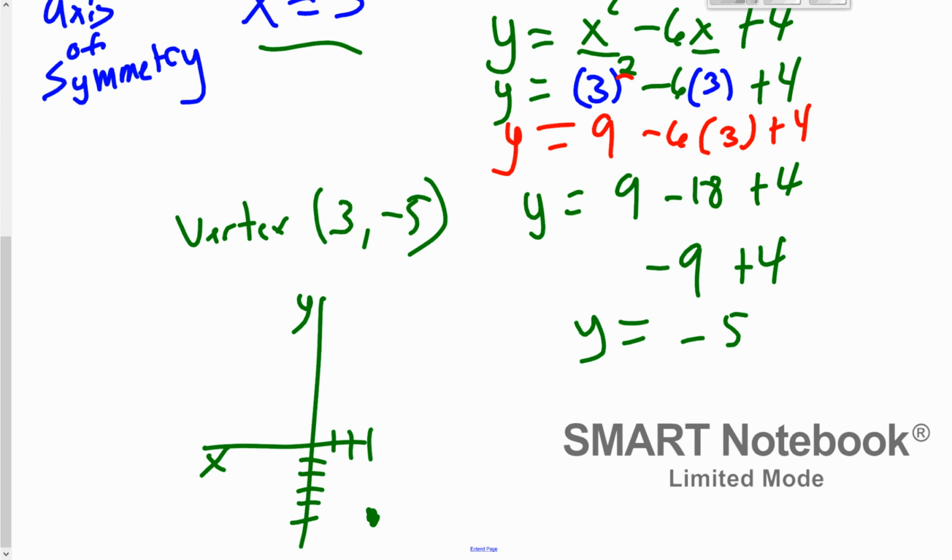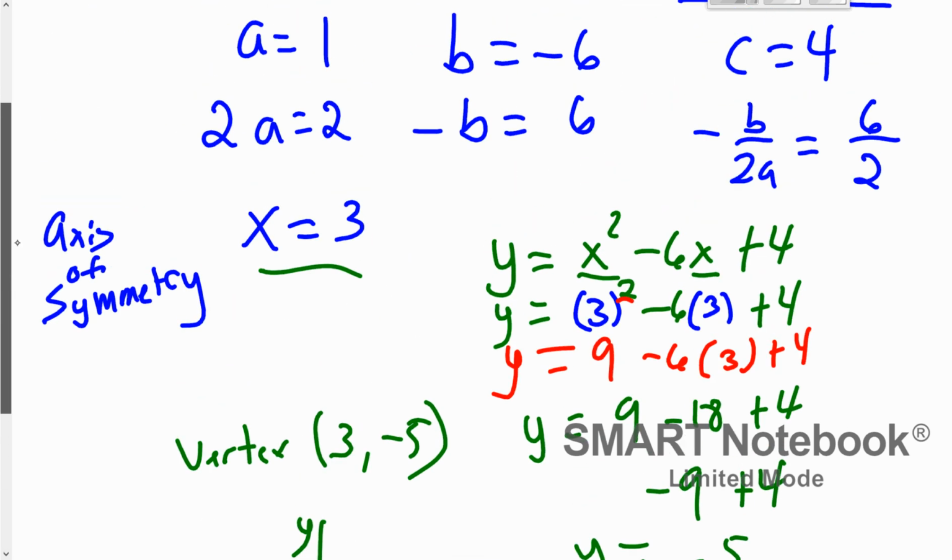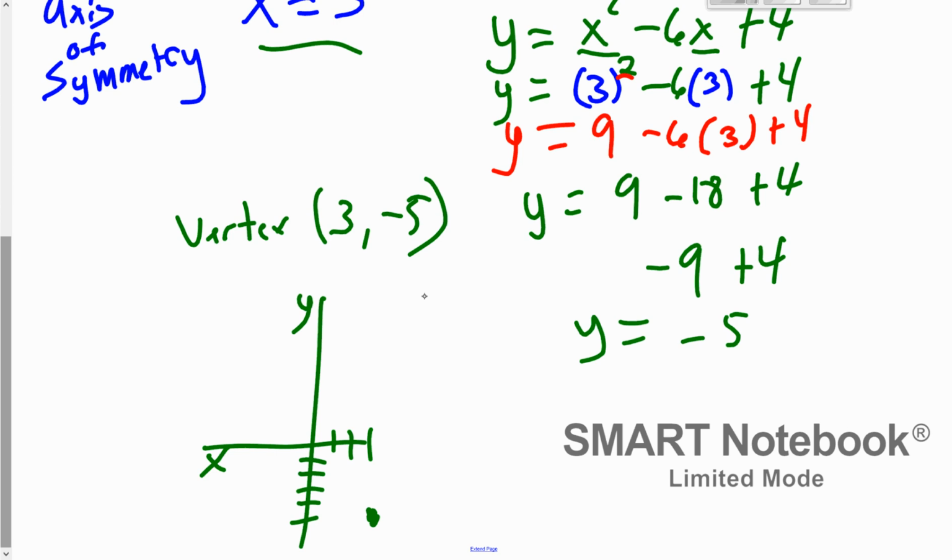Now I plug in 0 into my equation. And remember, it's always 0 comma c. So what was your c? Well, our c was 4. So 0 comma 4. So I go over 0, and then go up 4. Put my point. So I know half my parabola goes like this, right?